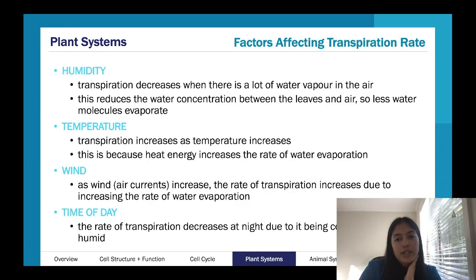Okay, so some factors that affect transpiration rate. We've got humidity, temperature, wind, and the time as well. With these, I know it seems like a lot, but just think of it in relationship to water and it should make sense.